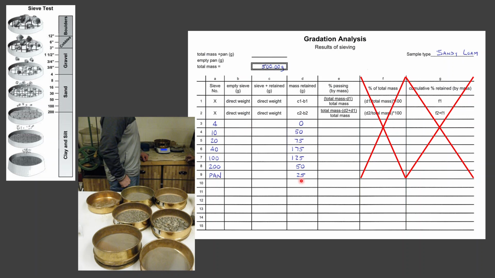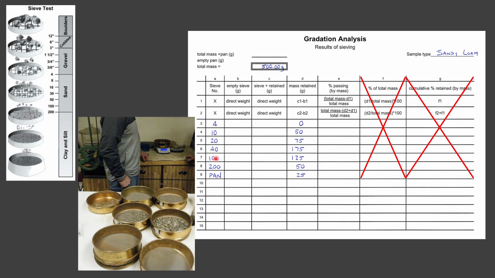We're not concerned with columns F or G this semester. Those relate to analysis we do on gravel for concrete next fall. All we're concerned about this semester is computing the results for column E here, and that's percent passing by mass. Another way of saying that is, what's the percent smaller by mass than each of these individual pan sizes.